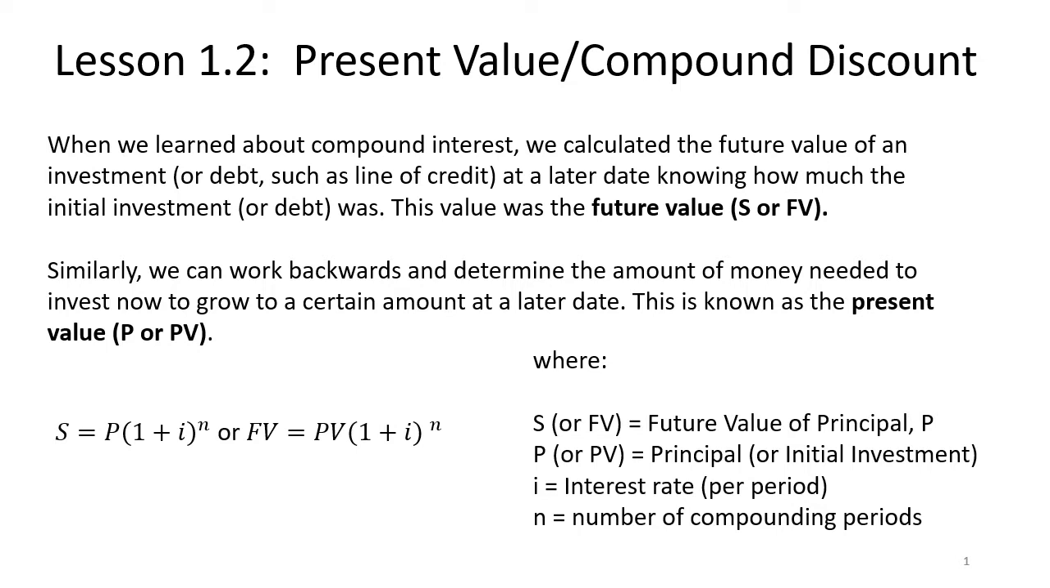Similarly, we can actually work backwards. So instead of determining the future value, we could determine how much we need to invest now to have a certain value in the future if we know the interest rate and how often it's being compounded. Okay, so that's called the present value. So previously that was called P. Alternatively, you can call it PV, which means present value. Personally, I like the FV and PV terms. They seem more straightforward than using S and P, but you can use either formula.